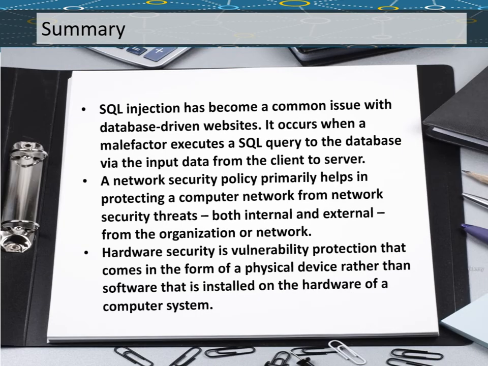SQL injection has become a common issue with database-driven websites. It occurs when a malefactor executes a SQL query to the database via the input data from the client to the server. A network security policy primarily helps in protecting a computer network from network security threats, both internal and external, from the organization or the network. Hardware security is vulnerability protection that comes in the form of a physical device rather than software that is installed on the hardware of a computer system.